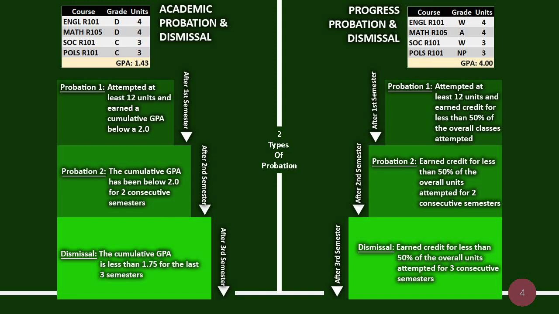The answer is no. Peter will be placed on Progress Probation 1 for completing only 4 of the 14 units he has ever attempted, which is equivalent to 29% completion. If Peter continues to drop more courses than he completes, he will be placed on Progress Probation 2 at the end of his second semester and Progress Dismissal at the end of his third semester.